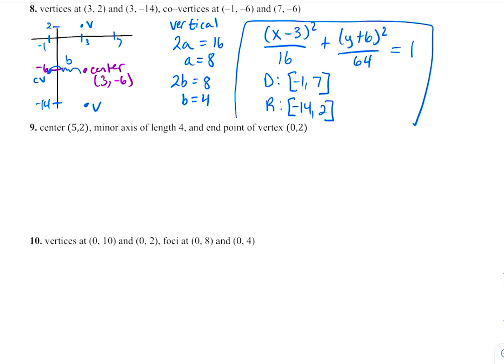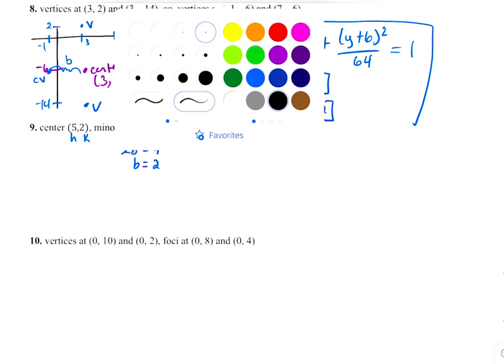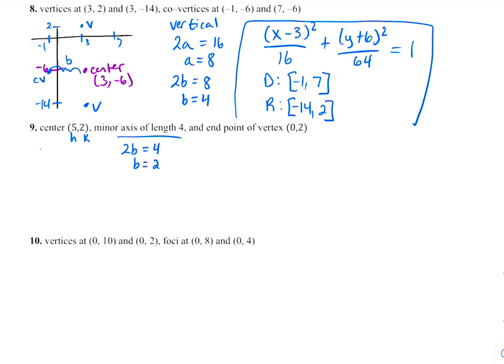All right, number 9, starting with the center. So I already know my h, k. It tells me the length of the minor axis is 4. So if it's the minor axis, that is 2b. So then that means that my b has to be 2. And then it's giving an end point of the vertex. So I'm going to do a little sketch here.